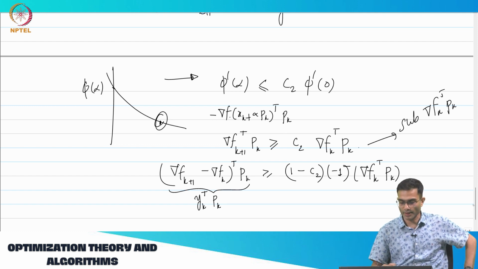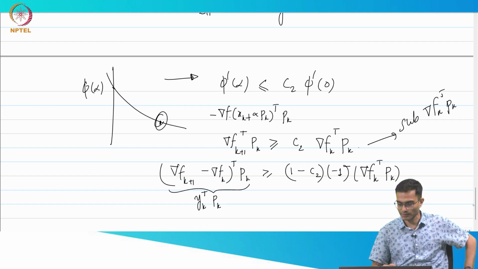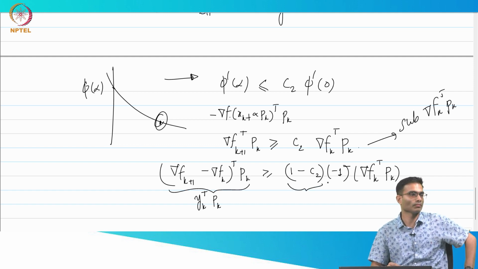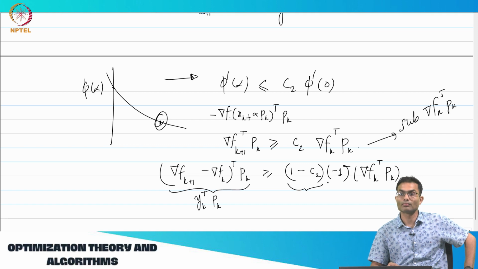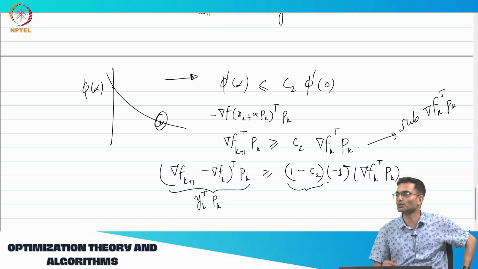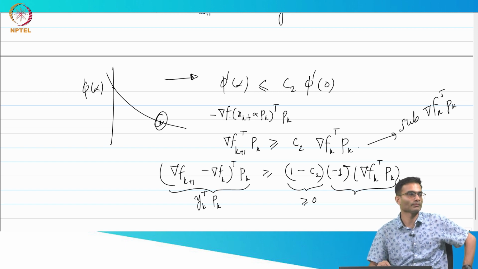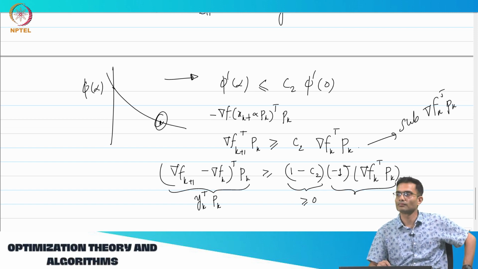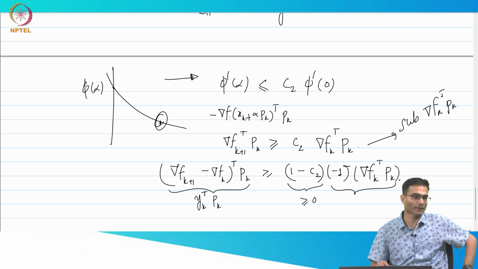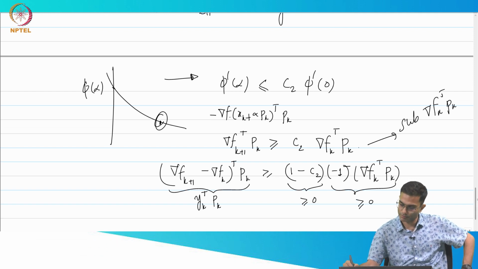Right. So I get yk transpose pk on the left hand side. What is 1 minus c2? Is it greater than 0 or less than 0? It's greater than 0, right? Because c2 was between 0 and 1. So this is greater than or equal to 0. What about this term? pk is a legit descent direction, so grad fk transpose pk is less than 0, multiplied by minus 1. This is greater than or equal to 0, right?